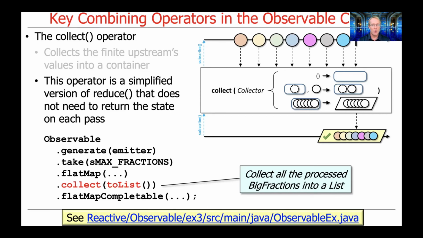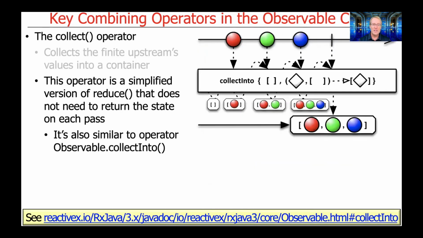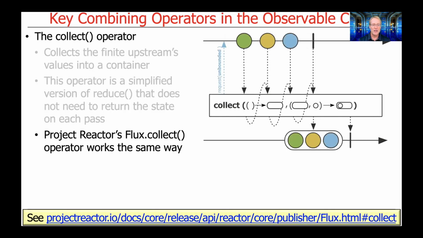We're going to generate a bunch of big fractions, up to sMaxFractions number of them. We're going to do some reductions and multiplications using the flatMap concurrency idiom. And then we're going to collect the results into a list. So all the processed big fractions will be collected into a list. And we'll take a look at this example in the case study at the end of this lesson. This collect operator is also very similar to the collectInto operator, just a little bit more broad because you can pass in a collector rather than having to pass in a particular data type. So it's a little bit more generalized.